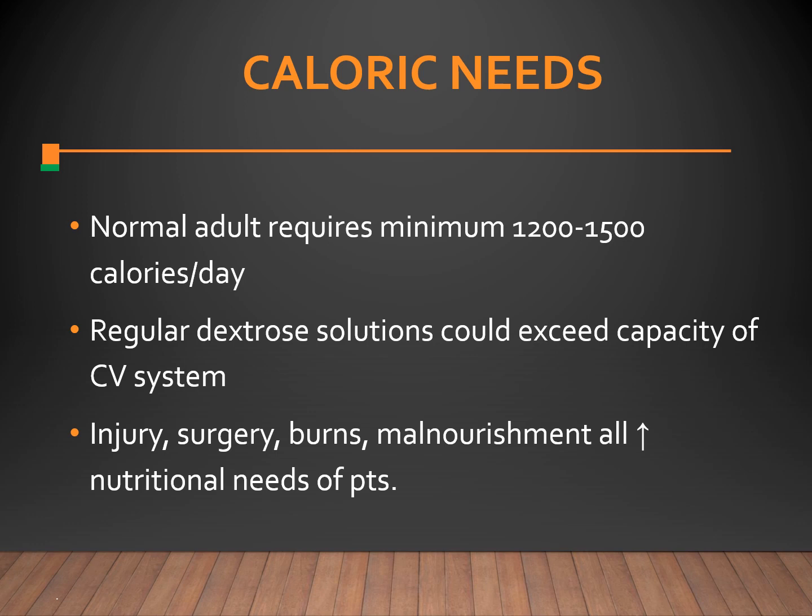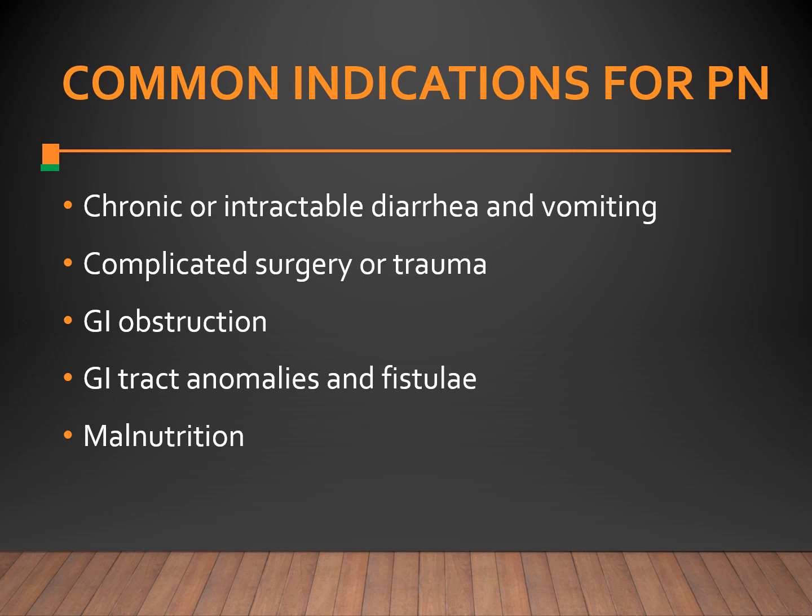Another big one is cancer patients or people who are on chemo that need the higher calories, but they are so nauseous, or sometimes their cancer is of the esophagus or something where they do not like to eat. Common indications: chronic or intractable diarrhea and vomiting, complicated surgery or trauma, GI obstruction, GI tract abnormalities, and maybe a fistula, and malnutrition.